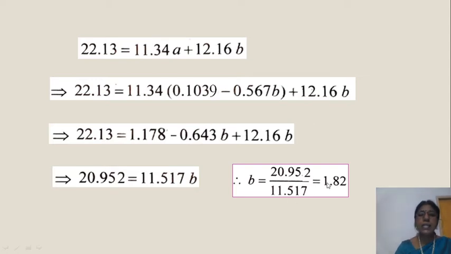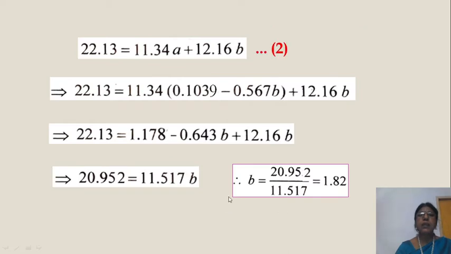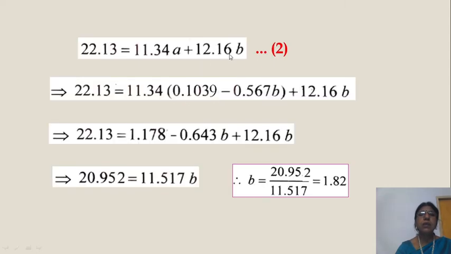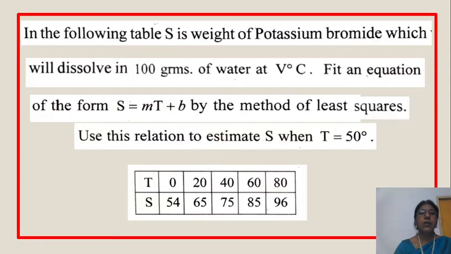So b is equal to 1.82. Substitute this b value in equation 1, and we get the a value. Substituting b equal to 1.82 in equation 1, we get a is equal to 0.00307.